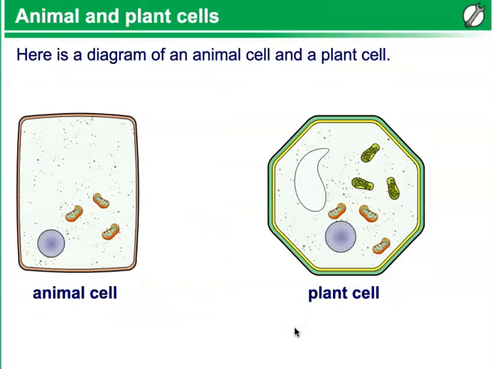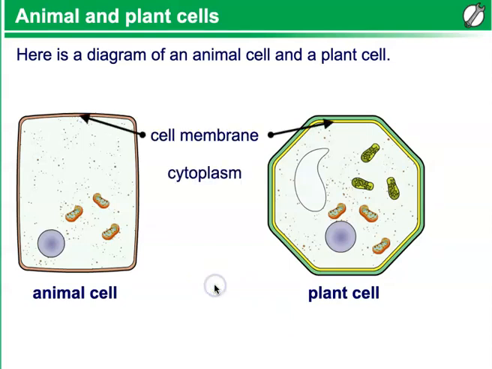So let's do a comparison. Animal and plant cells. Both of them have a cell membrane. Both contain cytoplasm. Recall that the cytoplasm is the jelly-like liquid that fills the cell, also termed cytosol. And the cell membrane is responsible for allowing materials in and out of the cell.